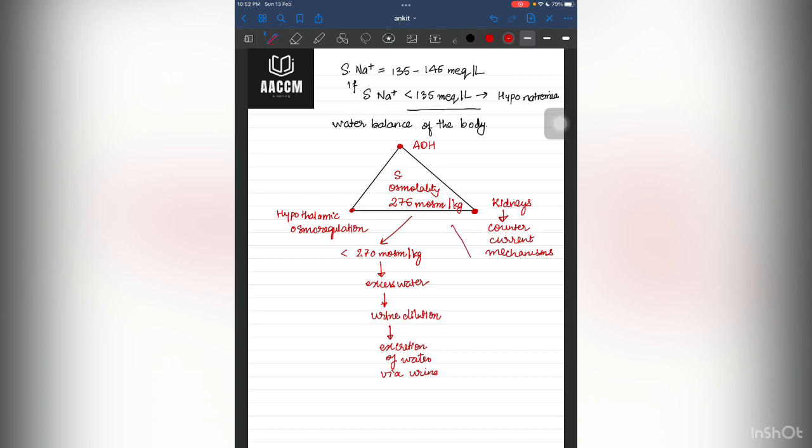Also, if there is a level of serum osmolality which is more than 280 or 290 milliosmoles per kg, that means the body water is concentrated, and that is why there is increased release of antidiuretic hormone, increased thirst, and there is water retention. These two processes will maintain normal levels of sodium in the body, and because of these two reasons, the levels of sodium in the body remain normal.